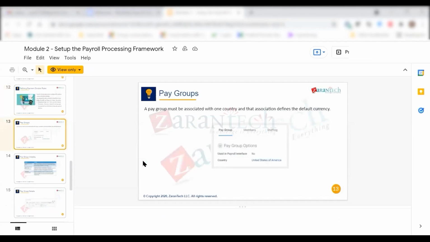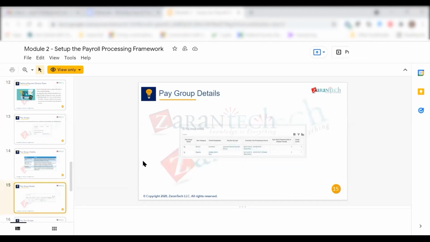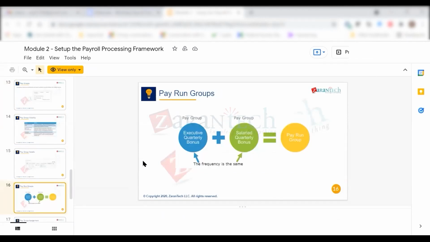So we covered pay group, we covered visibility, we covered details. Let's talk about pay run group. As I said, pay run group, if the frequency is same, like in this example, I have two pay group. One is for executive and one is for salaried people. But one thing I observed that both of them are having quarterly bonus. And one more thing, the people who are processing these two pay group payroll, they are the same.